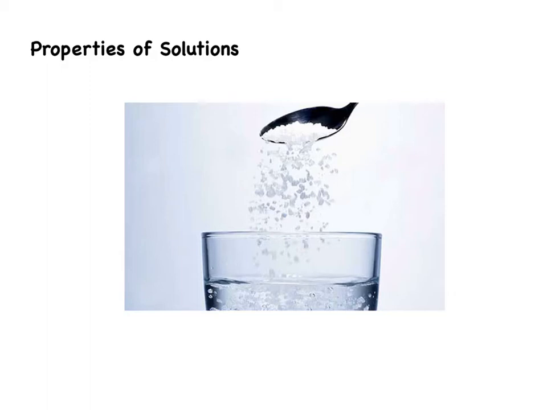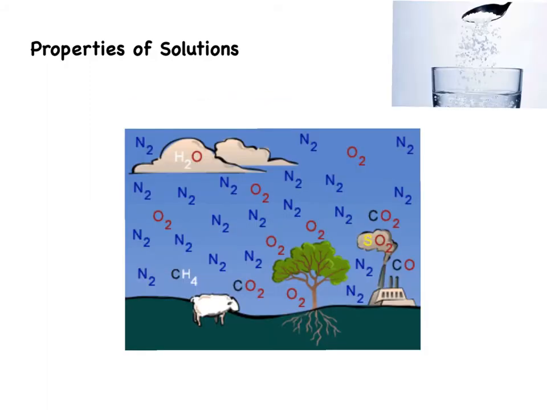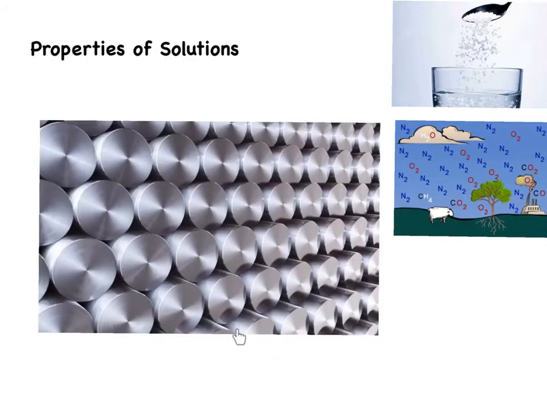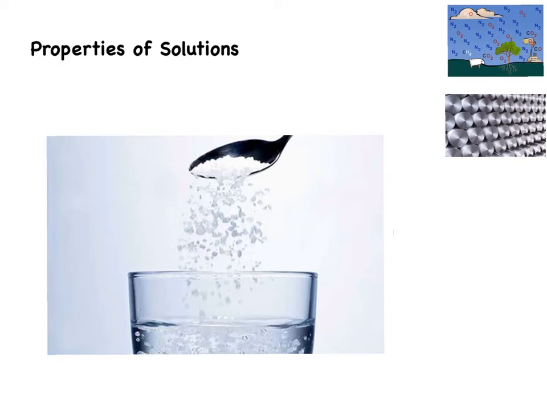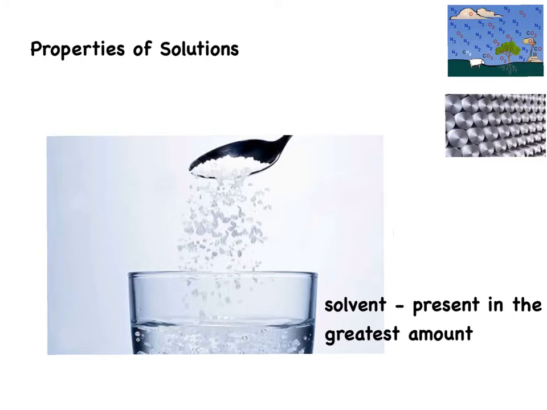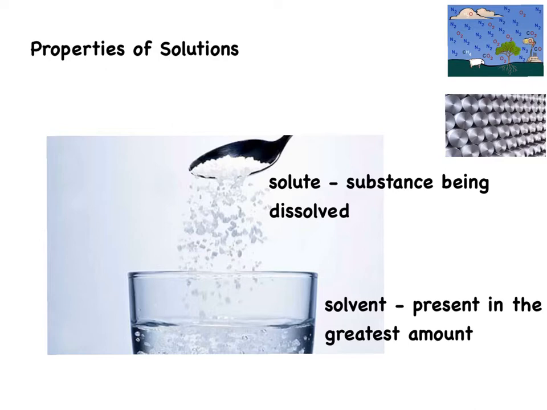When we think of a solution, we usually think of a liquid like salt and water. But solutions can also be gases like the air in our atmosphere, or even solids like steel, which is a mixture of metals. In this chapter, we'll focus on liquid solutions, particularly solutions of ionic compounds. Solutions are comprised of two components: the solvent, normally what's present in the greatest amount, and the solute, or the substance being dissolved.